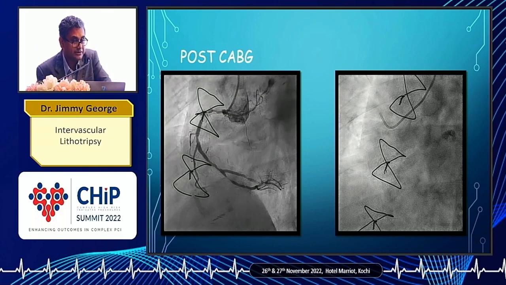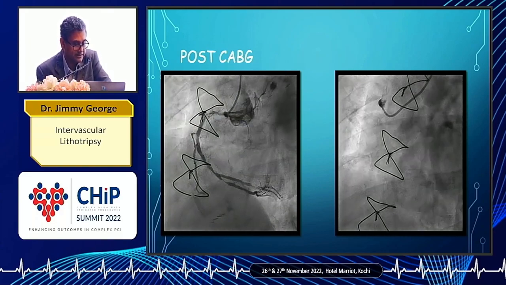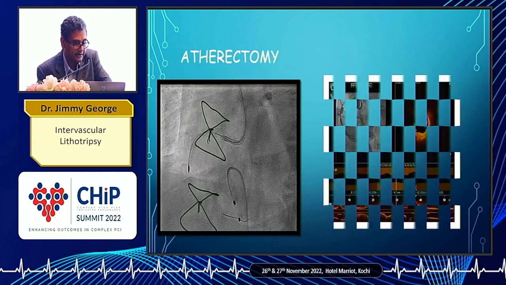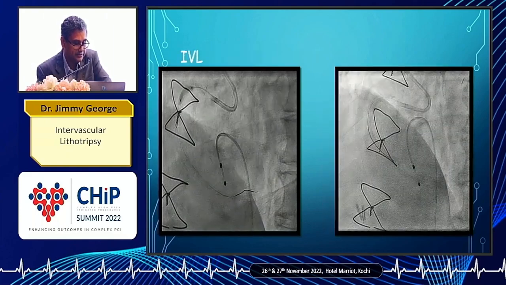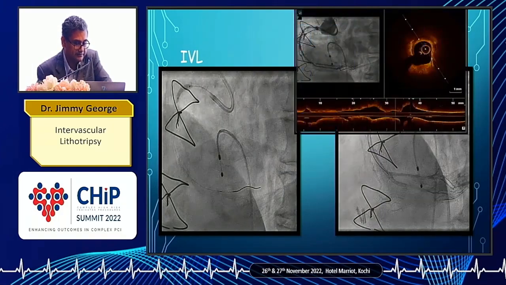This is also a post-CABG patient with an RCA calcium. You've got an occluded graft to the RCA. You do an atherectomy, you get results like this. You do an IVL, and that's the final result.